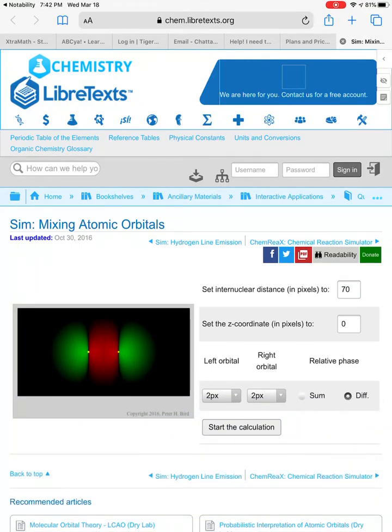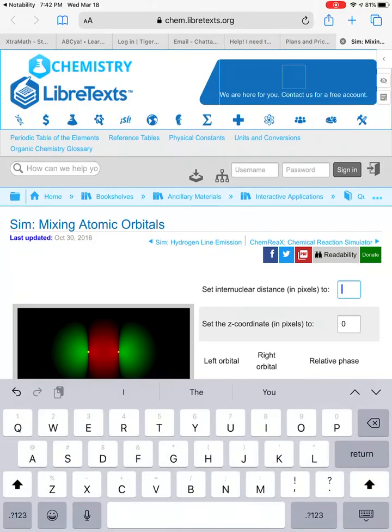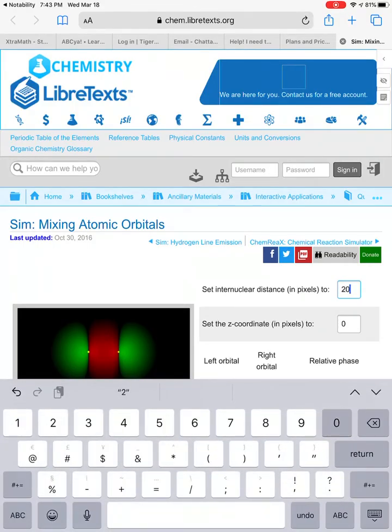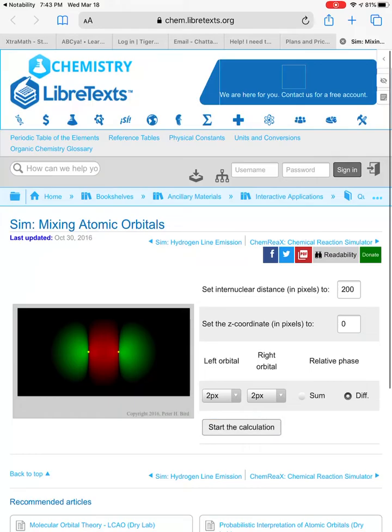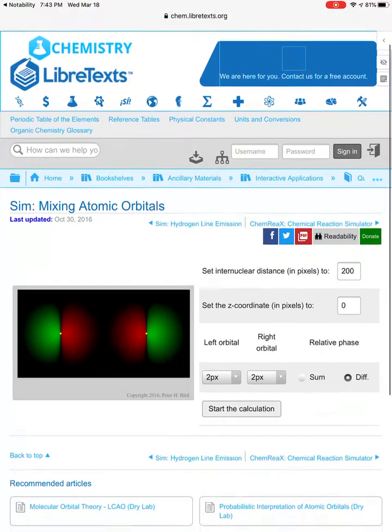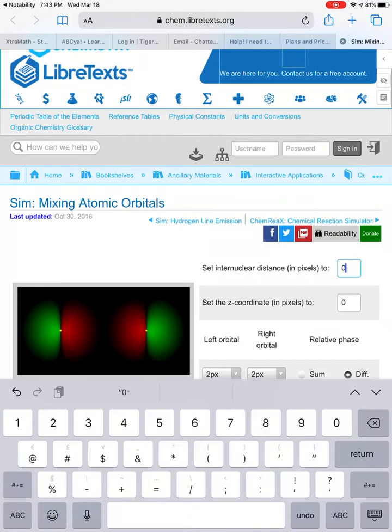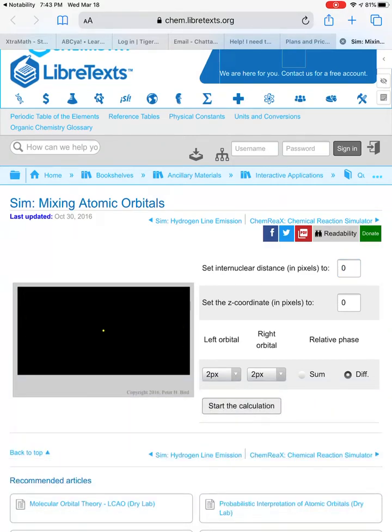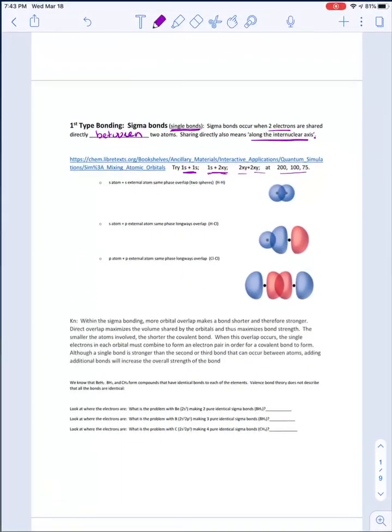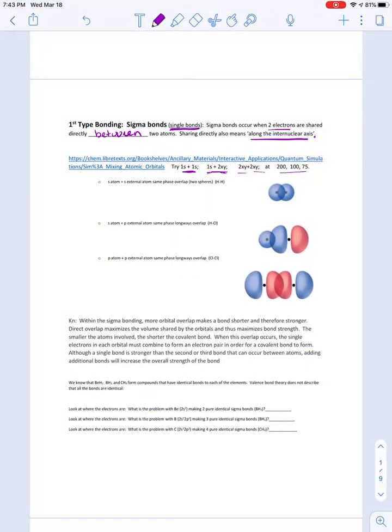Here we'll put this at like 70. So see, that's a pretty good overlap. You know, 200 would not be an overlap. See, not overlapping. And 0 would be nothing. Nothing. Okay. Y'all know I like sims. I think they're fun. All right, so here are the 3 ways. There are 3 ways that you can do this sigma bond.